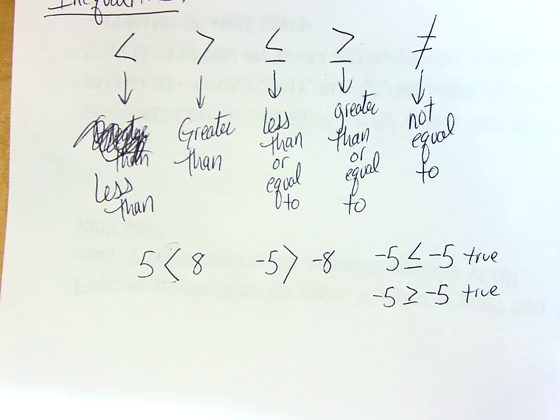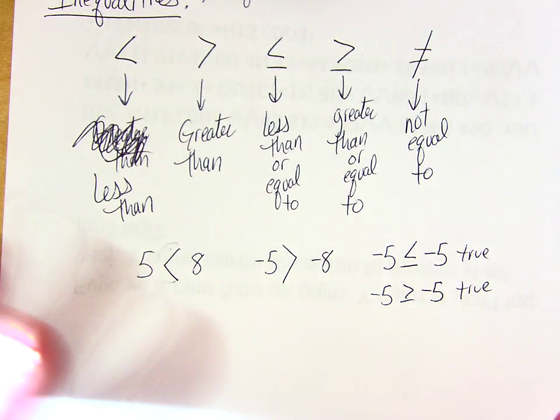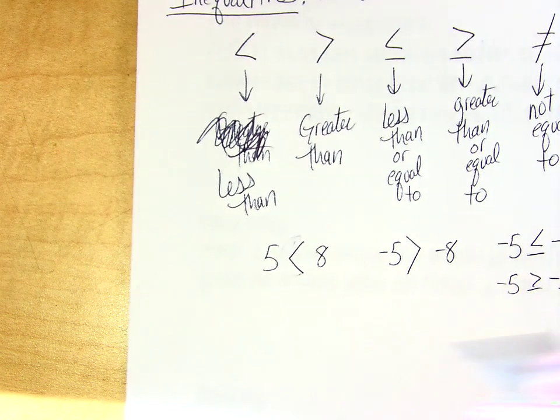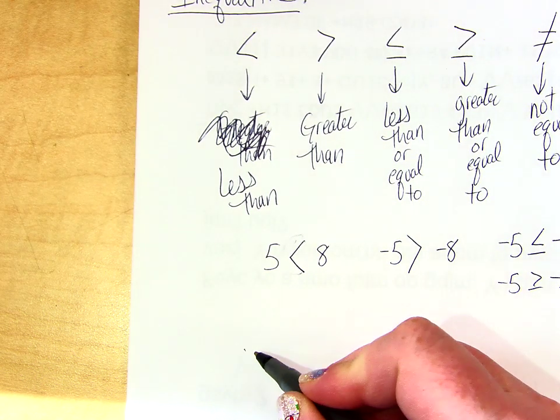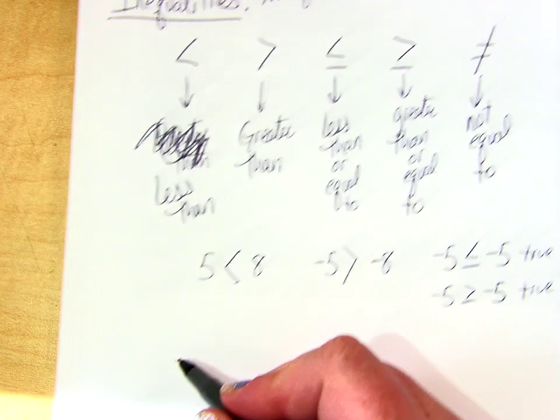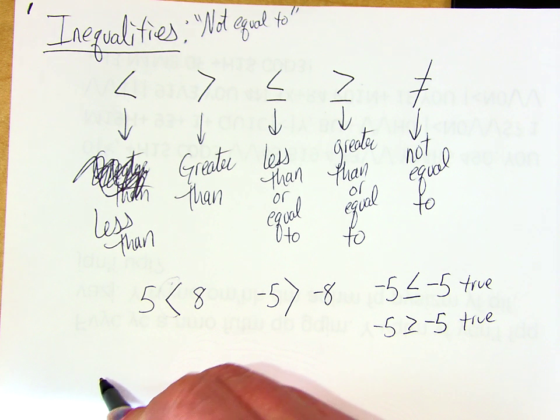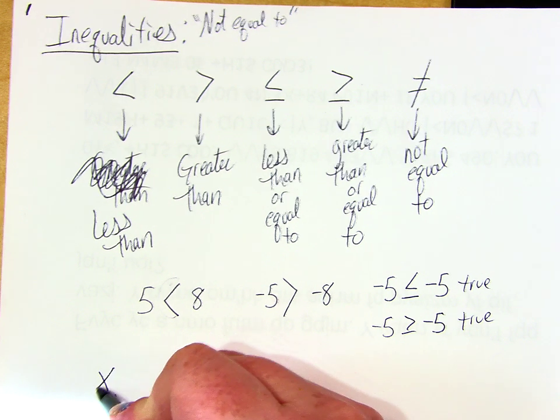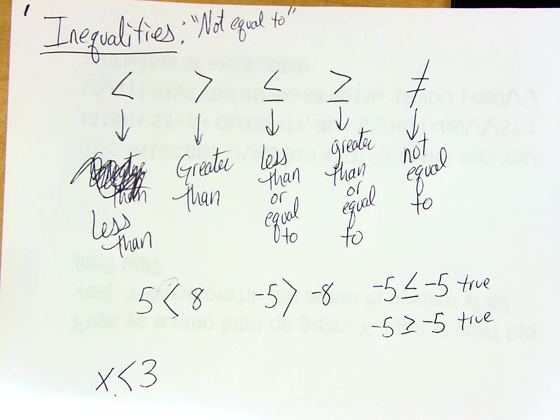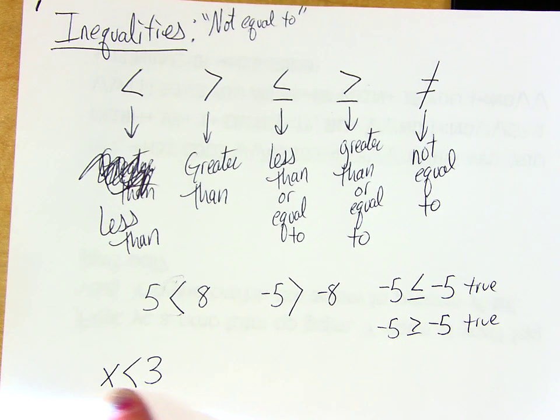We're usually going to have, you guys have been comparing numbers for a long time now. We're going to introduce variables into this though. So let's say I gave you something like this. What does that mean? X is less than 3. So this is representing all the numbers that are less than 3.